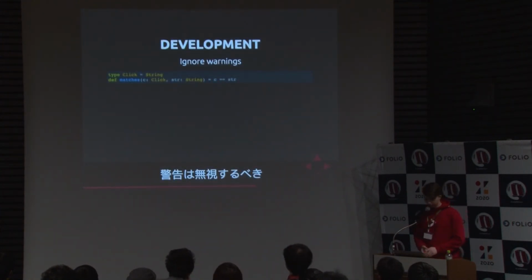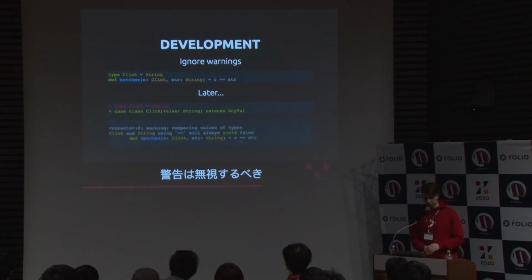About ignoring warnings, here's a short snippet. We created a type alias for a string called click, and we have a function. It's simplified here. It just compares the click and the string by value, and it works. It's fine. Until we decide to make a change. We want to make click more type safe, so we'll make it a value class instead of a type alias. And suddenly we'll start getting warnings.